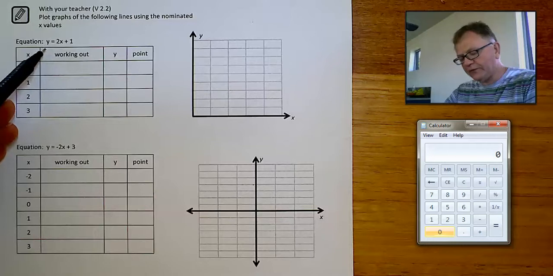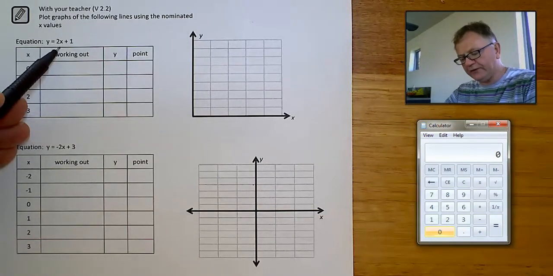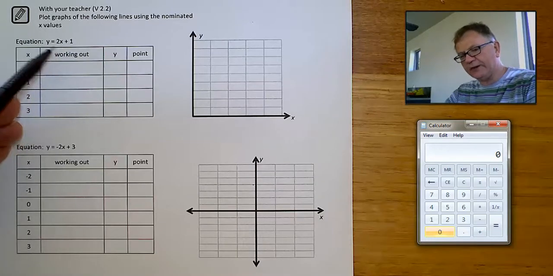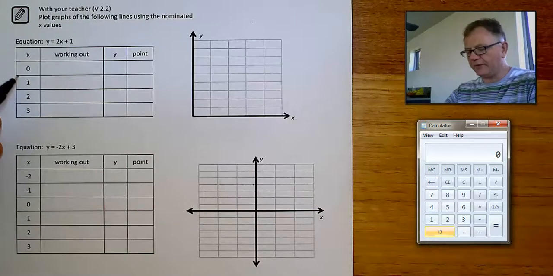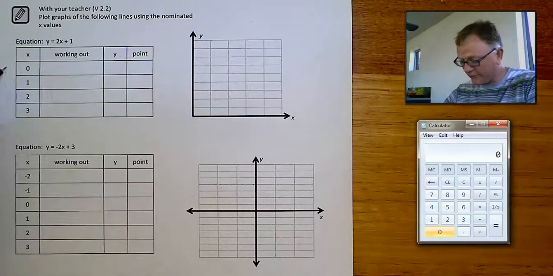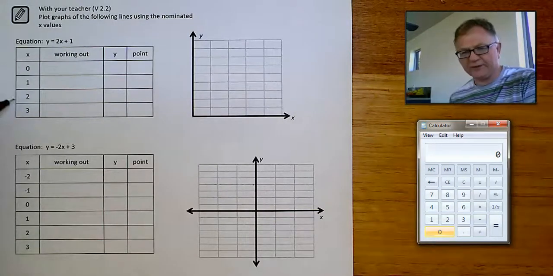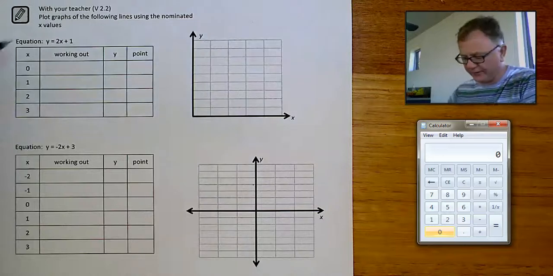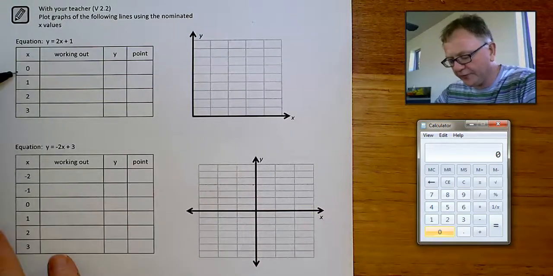The equation tells you that the y value is equal to 2 times the x value plus 1. So what we're going to do is get some different x values and find out what the y value is. Then we're going to get those x, y points and put all the points on the graph. So what we've done is we've ruled up a table here and we've got some different x values here. Now you could have chosen any that you like. These have been chosen for us, so we're going to use these.